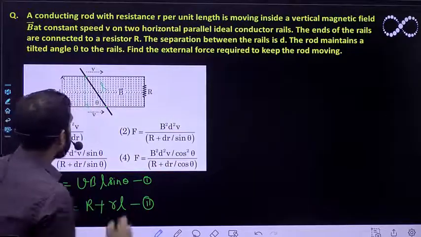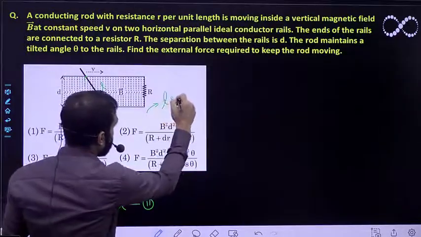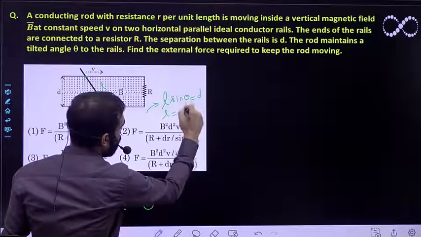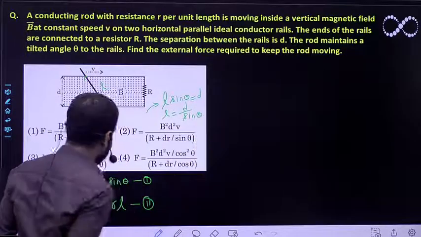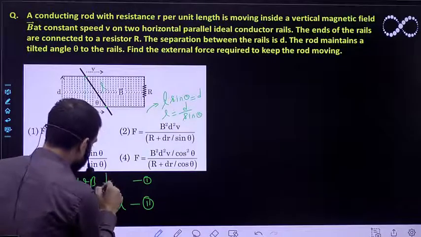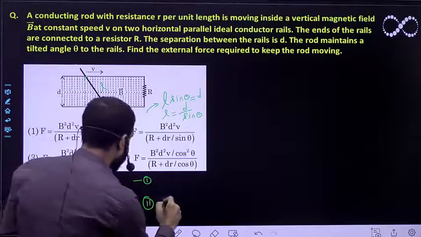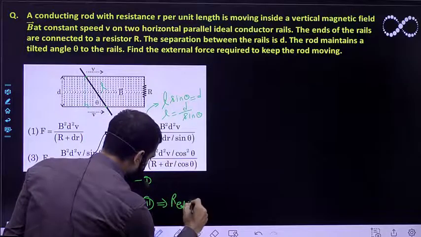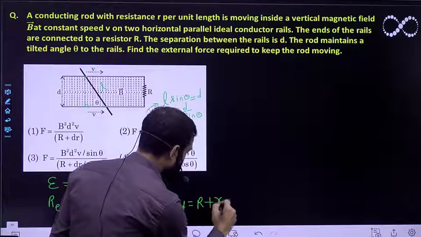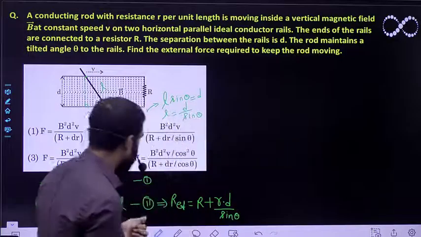Now what will be the value of the length? L sine theta is equal to D, so from here L is equal to D upon sine theta. So L sine theta is D, and I can replace the EMF expression with D. Now putting L equal to D upon sine theta in the resistance, R equivalent will be equal to capital R plus small r into L, which is D upon sine theta. So I got R equivalent.